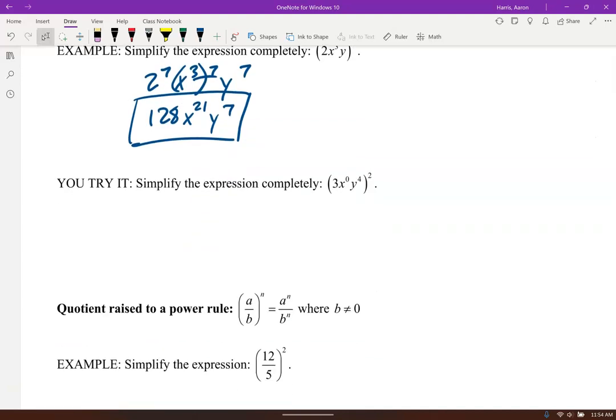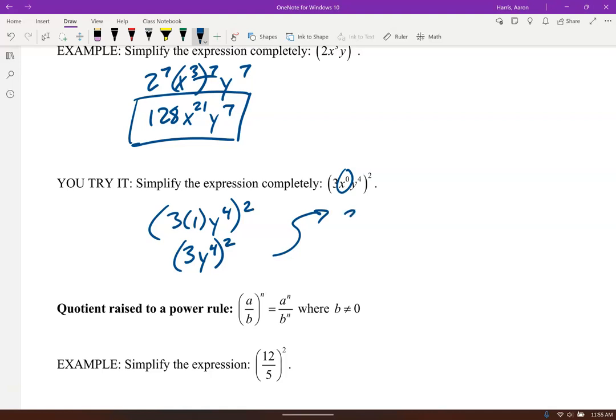Let's do this one together, and then we'll move into quotients here. X to the 0. What does x to the 0 give us? Anything to the 0. So we said that anything to the 0 is 1. So I got 3 times 1. I got y to the 4th. And then this is all squared. Well, 3 times 1, of course, is 3. And now I got a power of a product. So I got 3 squared. I got y to the 4th being squared. So we got 9y to the 8th on that, right? Power of a power. Make sure you multiply those.